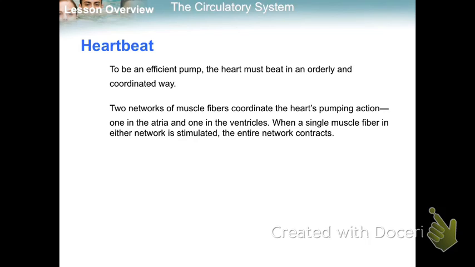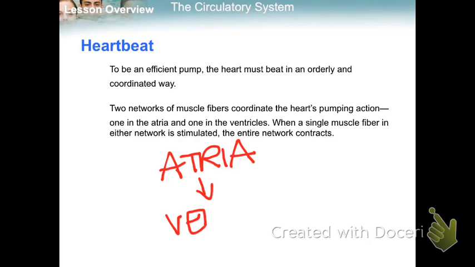The heart has to pump in a certain order. The atria pump first, and then the ventricles. If you've ever listened to a heartbeat, you kind of hear 2 sounds. Some people describe it as being a lub-dub sound. The lub is the atria contracting, and then the dub is the ventricles contracting.